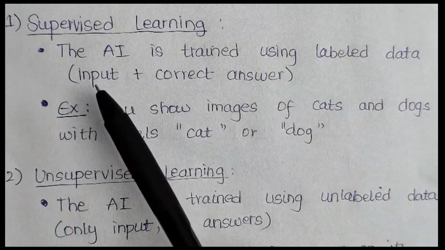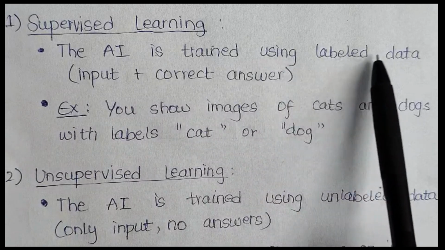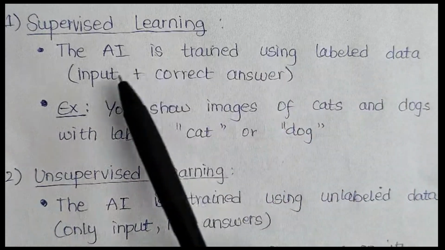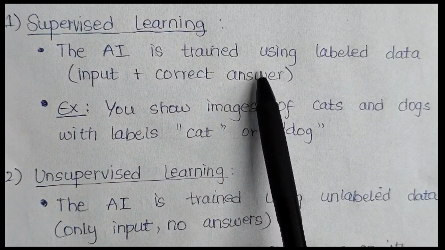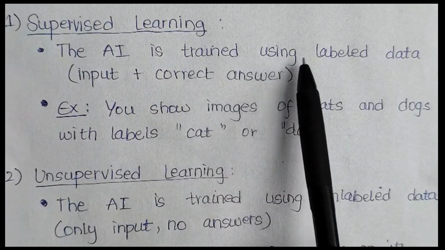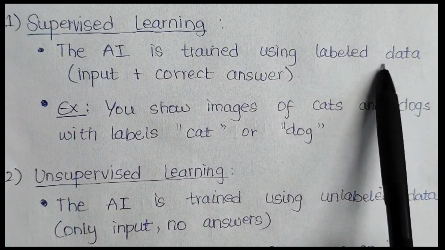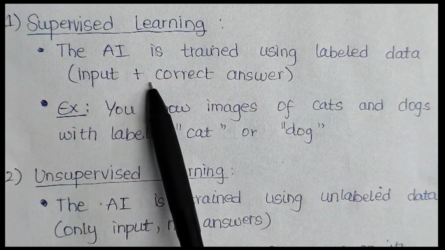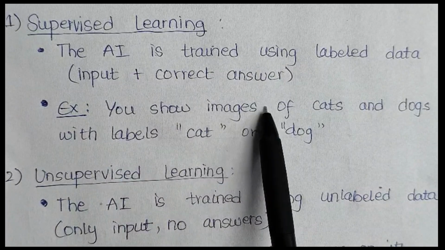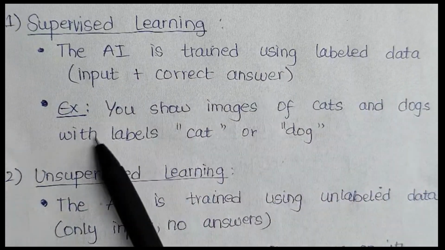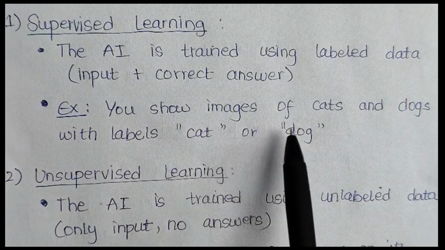In supervised learning, the AI is trained using labeled data, which means input plus the correct answer is given to the AI. Example: you show images of cats and dogs with labels cat or dog.